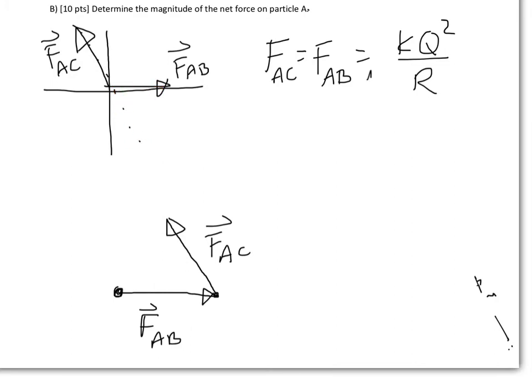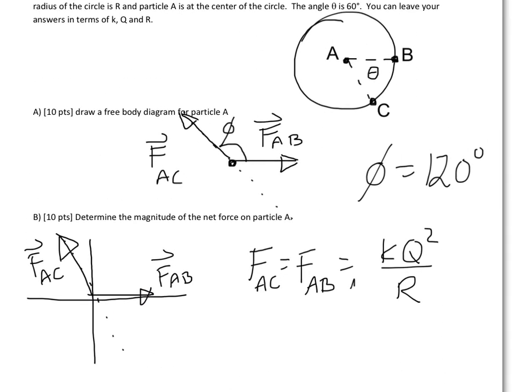If you don't believe me, let's look back up here. See, this angle right here is 60 degrees, and that's the angle here, 60 degrees. So these are opposite angles on the opposite side of a vertex. So this is 60 degrees here. We already pointed that out.